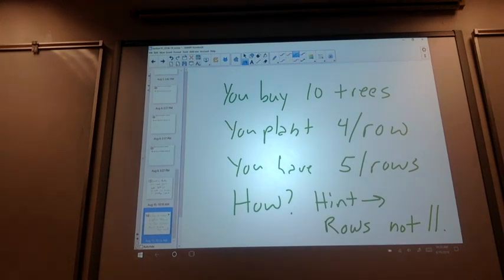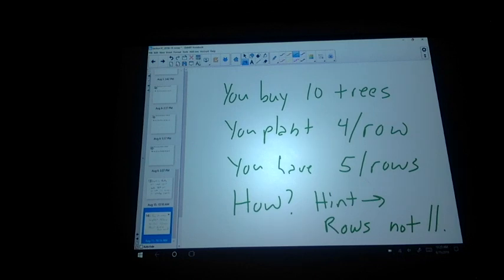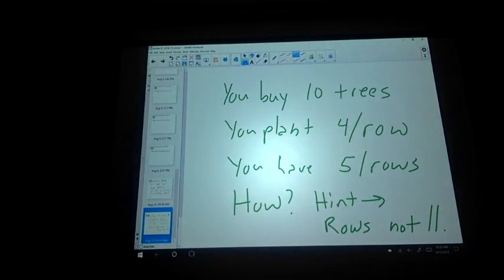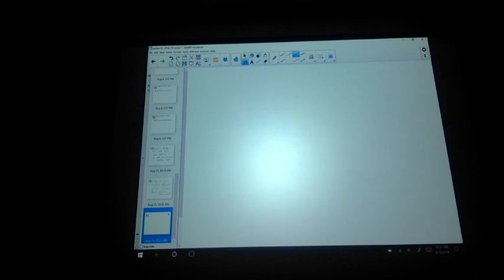Does anybody think they have an idea? Question over there, you got it? I mean, I drew a little diagram. Okay, what does it look like? There are, so, okay, can I write it up on the board, do you think?